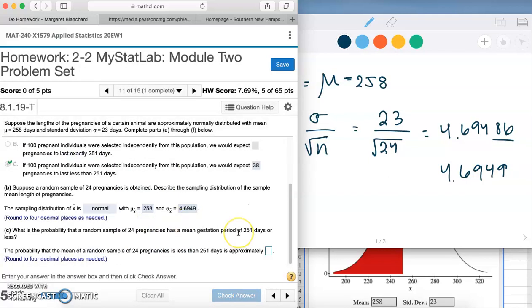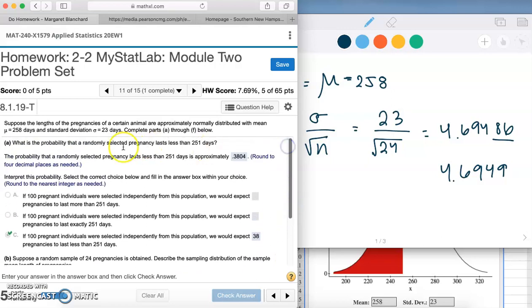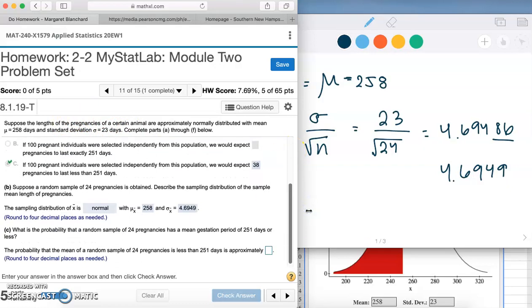Wonderful. What is the probability that a random sample of 24 pregnancies has a mean gestation period of 251 days or less? Now, I want to point out the difference. Up here, we were looking at a randomly selected one pregnancy. That means we could use this original population data. Here, we're now talking about a sample.